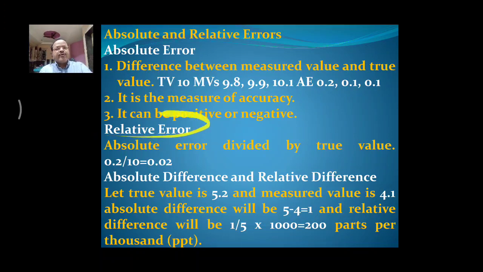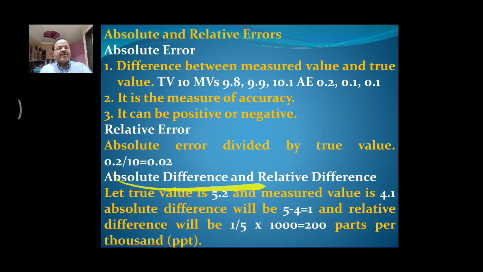Now the relative error. What is this relative error? Absolute error divided by true value. Whatever the absolute error is, divided by the true value, that gives the relative error. So for the first, the true value is 10, the first measured value is 9.8, the difference is 0.2. So the absolute error is 0.2 divided by the true value 10, and here the relative error is 0.02.